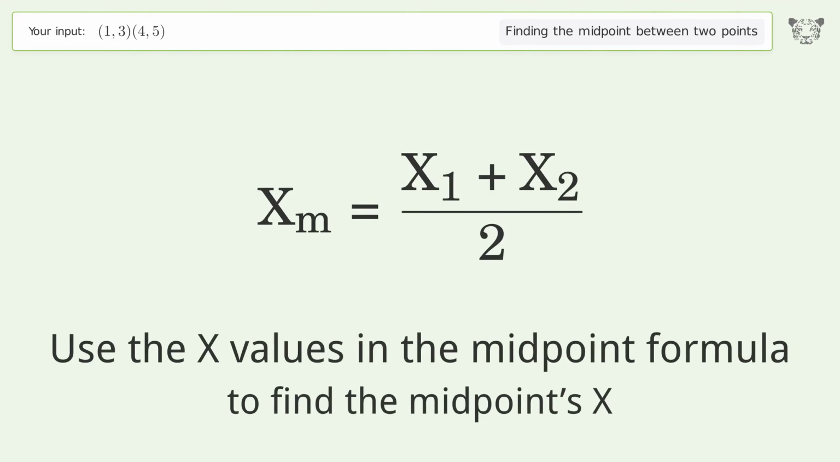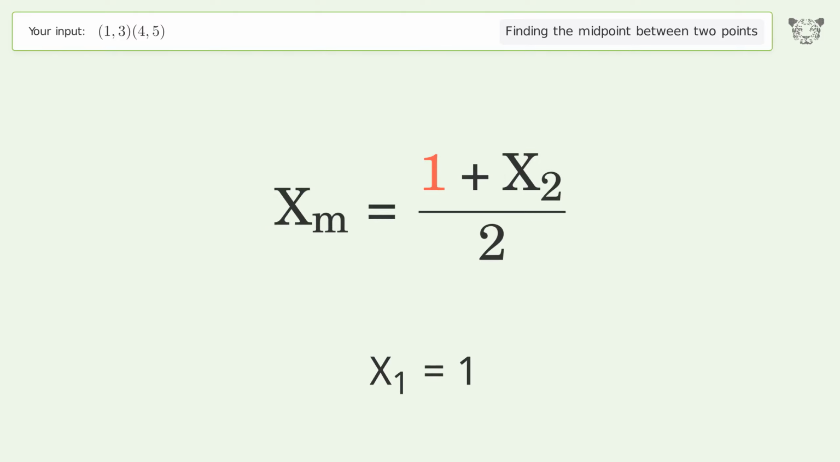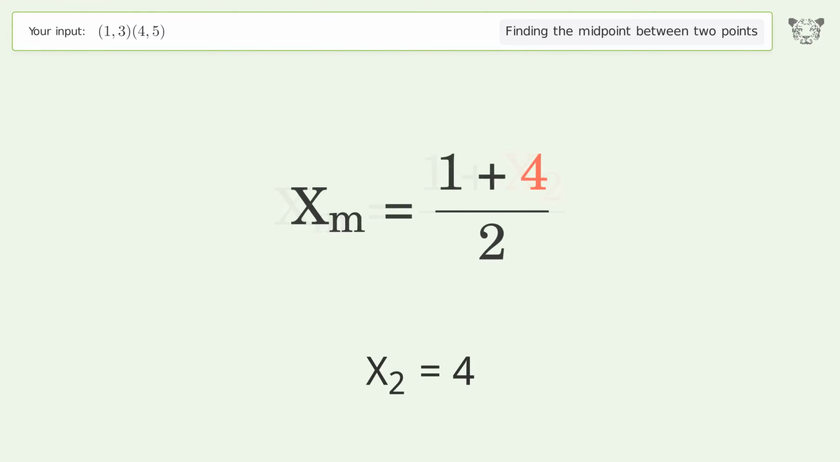Use the x values in the midpoint formula to find the midpoint's x. x1 equals 1. x2 equals 4. Simplify the arithmetic.